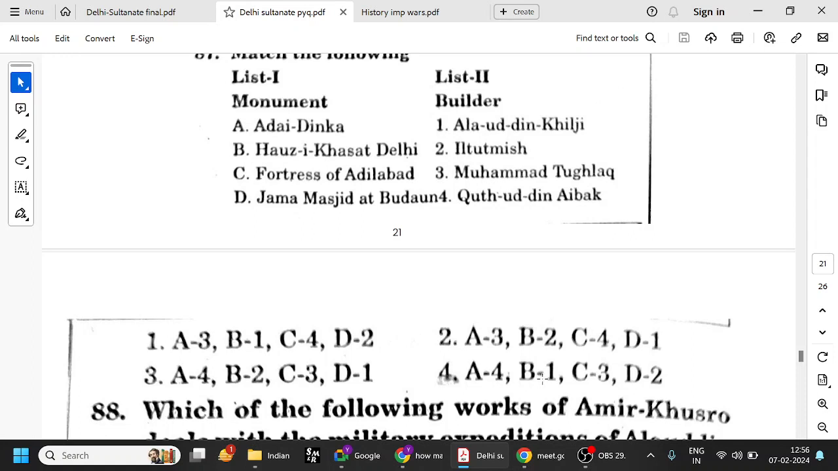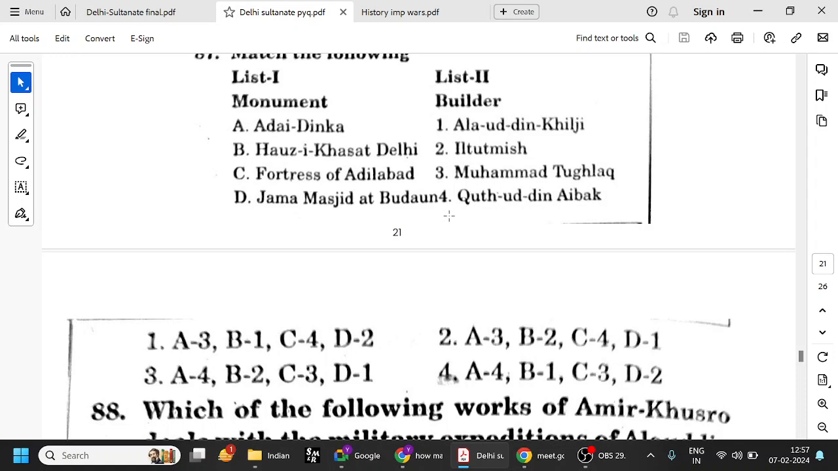Next, Hauz Khas in Delhi is Alauddin Khilji. Hauz Khas, Alauddin Khilji, we've seen Alai Darwaza, Alai Minar, Siri Fort. Also remember Hauz Khas. Next, Fortress of Adilabad is Muhammad bin Tughlaq. So for Muhammad bin Tughlaq, first and foremost thing is Daulatabad. Okay, and also remember Fortress of Adilabad.